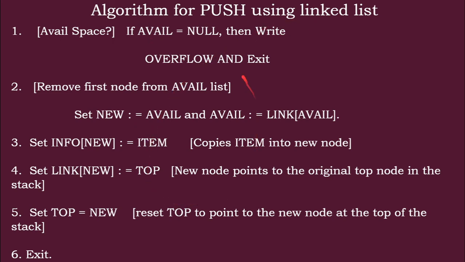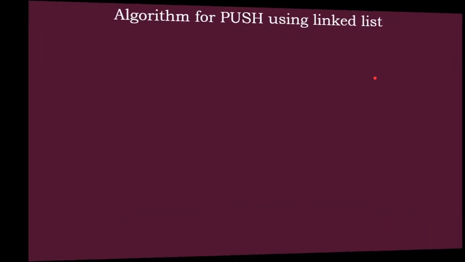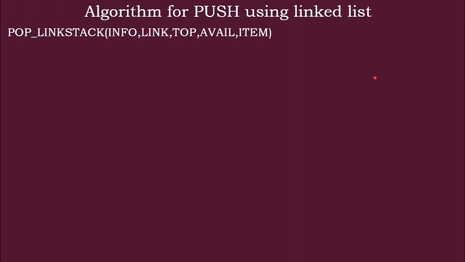Actually, what is the summary here? Get an available free node from the available pool, and then you set the pointer and attach the data to the address of the linked node, the avail node. So that's all. We are copying the item into the available new node and we are incrementing the top position as top is equal to new. So in the same way we have to do the pop operation also.